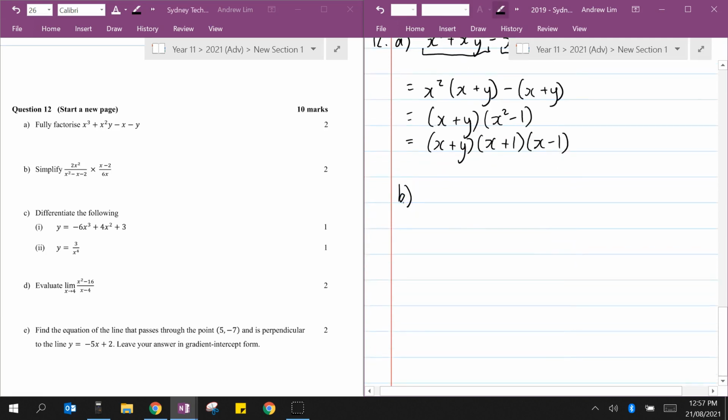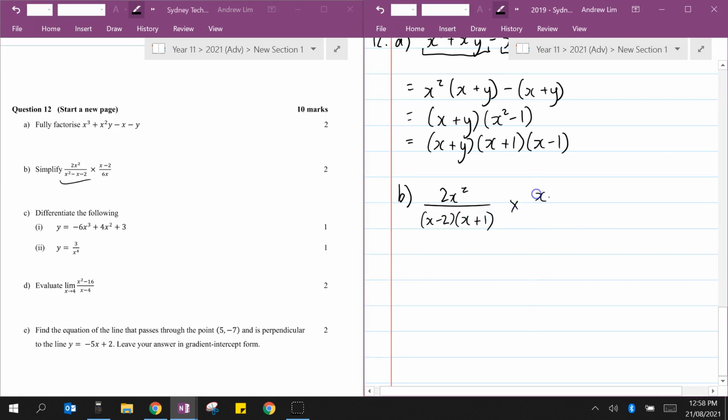Question B. Simplify 2x squared over x squared minus x minus 2 times x minus 2 over 6x. So we've got 2x squared over, I'm going to factorize this now. So that's a monic quadratic trinomial that factorizes to x minus 2, x plus 1.